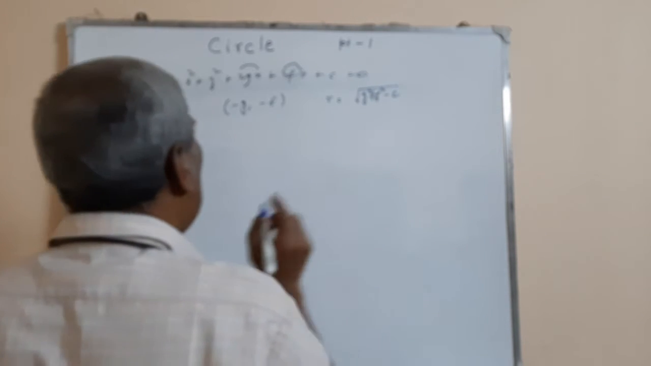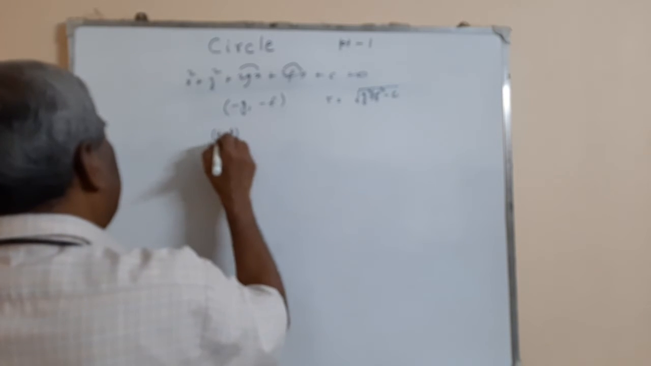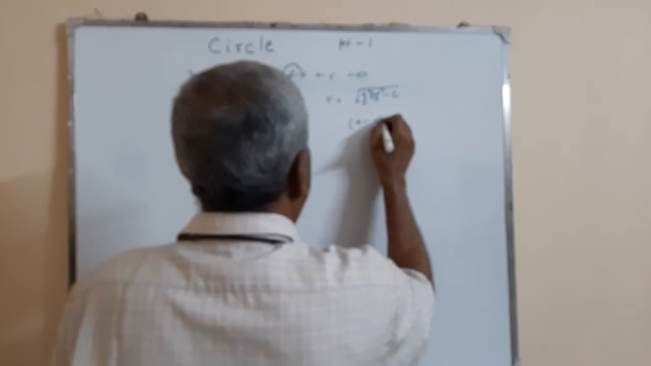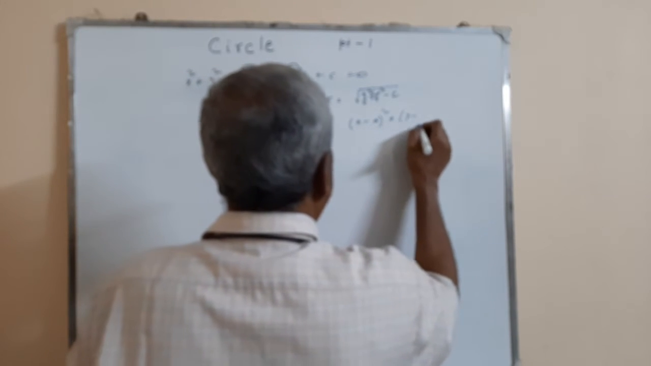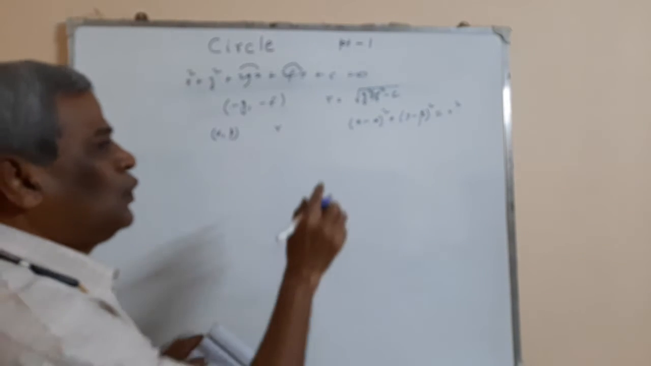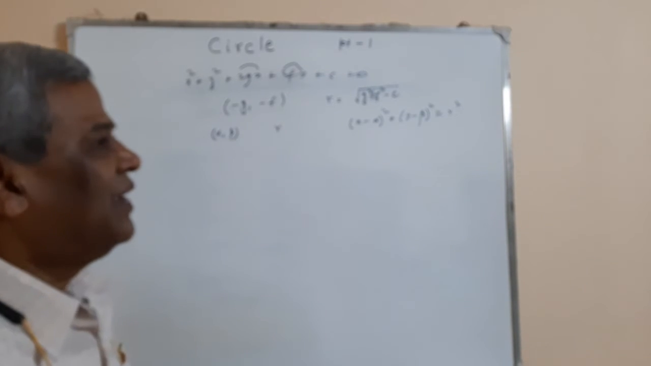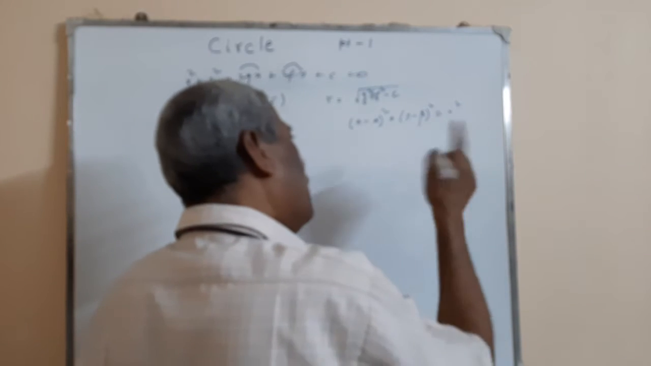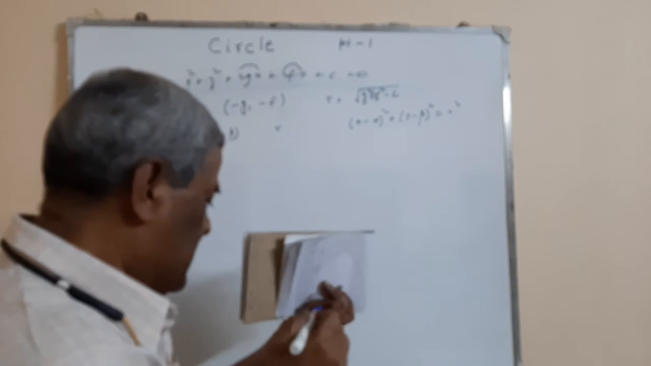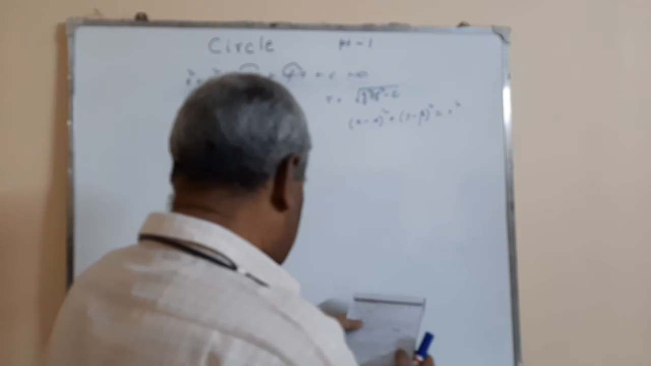One more piece of information, you know it. Suppose alpha, beta is the center of a circle and r is the radius. In that case, x minus alpha whole square plus y minus beta whole square is equal to r square is the equation of the circle whose center is at alpha comma beta and radius is r. Conversely, if we get an equation like that, it represents a circle and its center is at alpha, beta, radius is r.